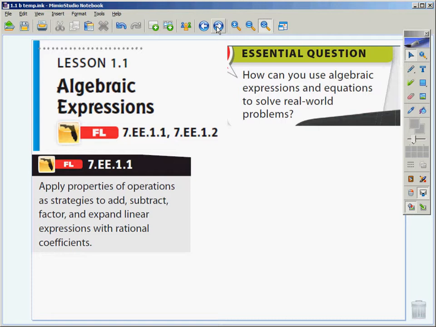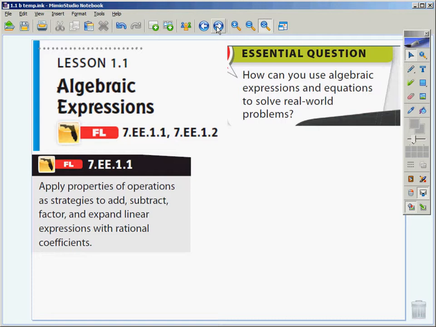You'll notice that this is actually on page, let's see where it is. Yeah, it is on page 7, isn't it? You'll see it says Lesson 1.1. It has an essential question. Obviously, this is what the whole section is about. How can you use algebraic expressions and equations to solve real-world problems?